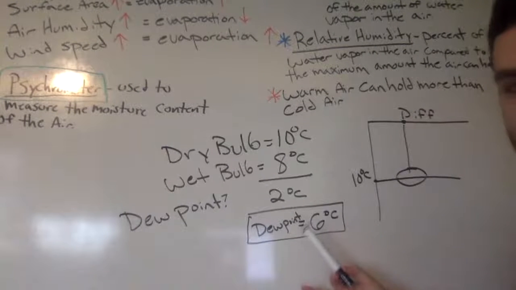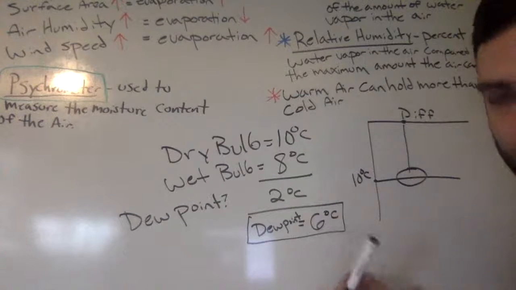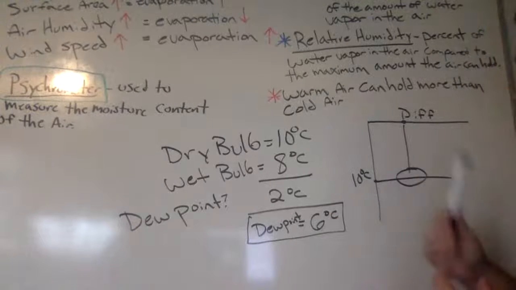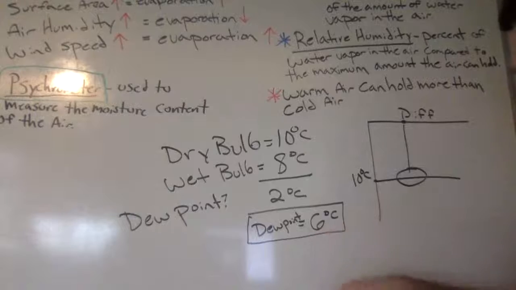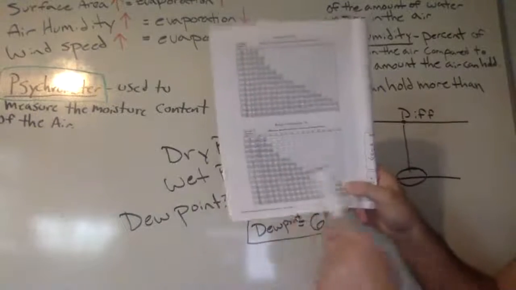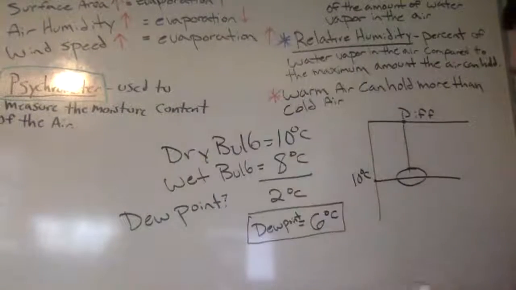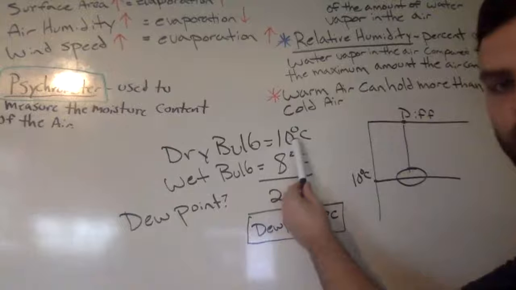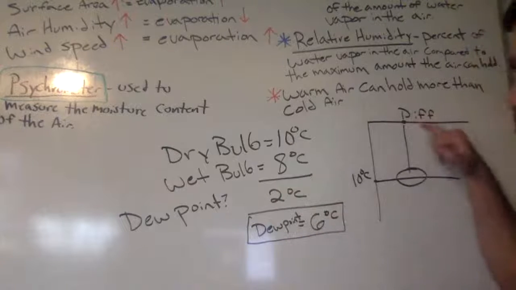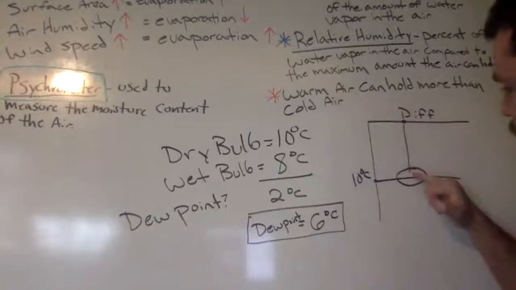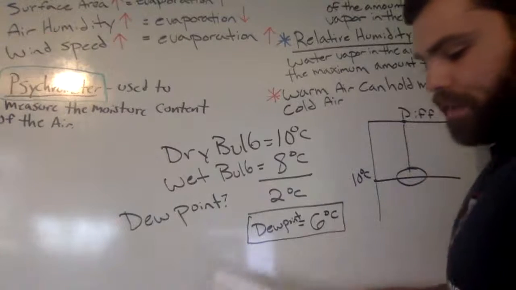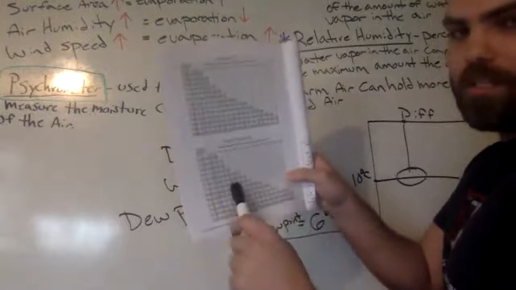Now, let's say we change that up. Now I'm asking for the relative humidity. So relative humidity, we're going to do the same thing, but we're just going to use this bottom chart down here. So we look for the difference and we look for the dry bulb temperature. The dry bulb temperature doesn't change. It's still 10 degrees Celsius. And the difference between the two is still 2. The only thing that's different is the numbers inside the graph.